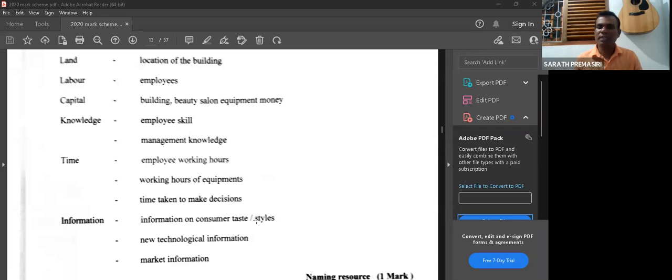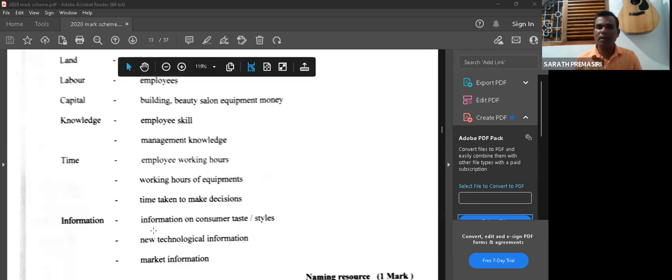Then information: information on consumer taste, new technological information, market information. You can identify market information. Please write them out as the answer. Look at those items.